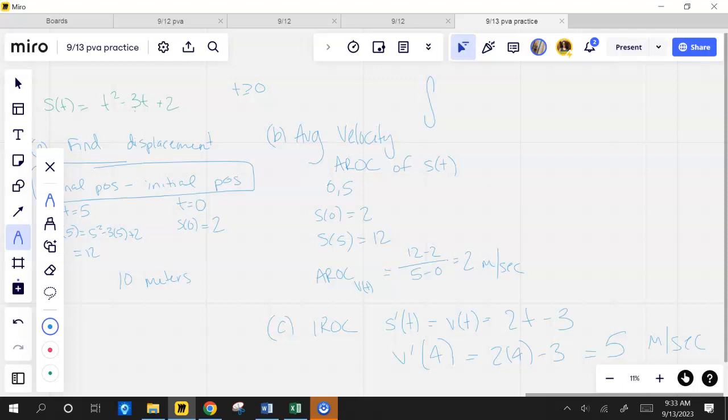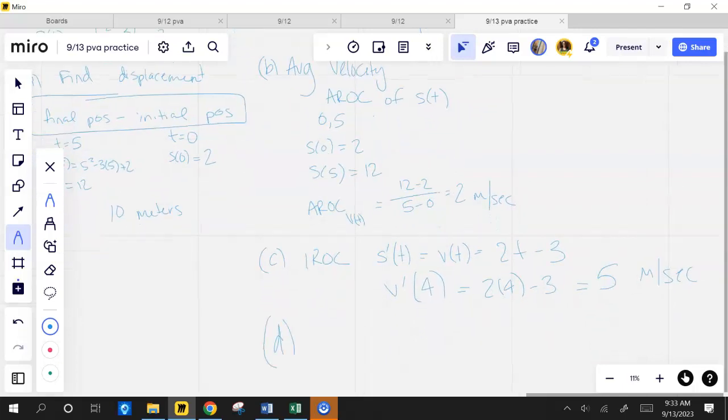All right, part D. Find the acceleration of the particle. So now I take the derivative of velocity, right? Acceleration is going to equal, it's just 2. What does that mean? It's always 2 meters per second per second. Because what's the derivative of 2t minus 3? Okay, so it's got a constant acceleration over the whole time it's traveling, it's accelerating at the same rate.